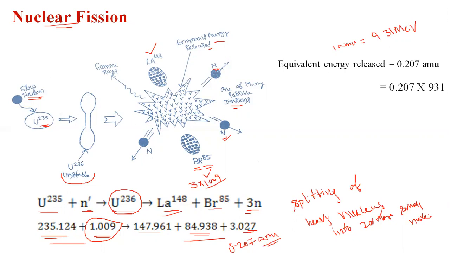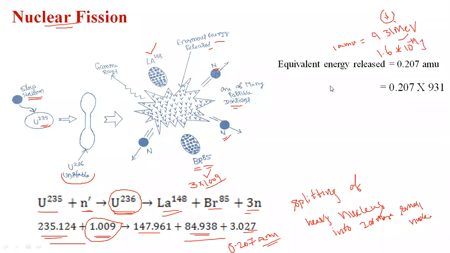And what is the value of mega? 10 to the power of 6. 1 mega means 10 to the power of 6, and 1 electron volt represents 1.6 into 10 to the power of minus 19 joules.